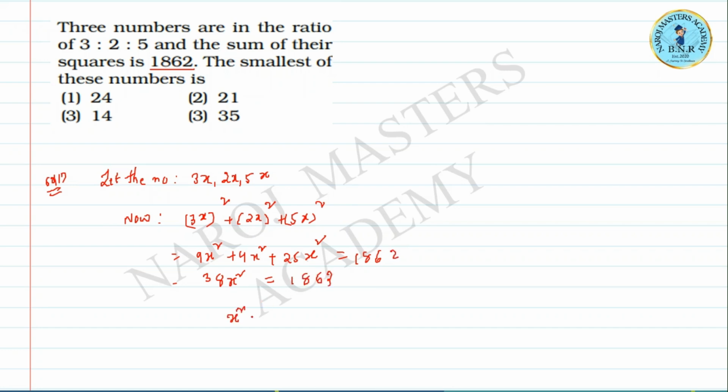So x square is equal to 1862 by 38. For the cancellation you will get 49. x square is equal to 49. The x value is how much? 7. 7 sevens are 49. So we have to put this x equals 7 in the smallest number. What is the smallest number in this? 2 is the smallest number. The smaller number is nothing but 2 into the x value, 7. 7 twos are 14. The answer is 14. Option 3 is correct.